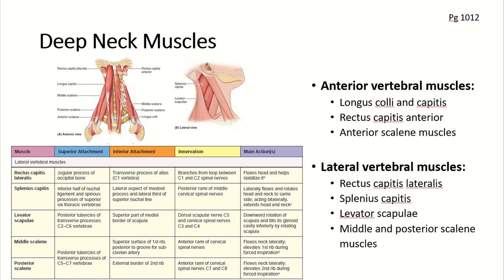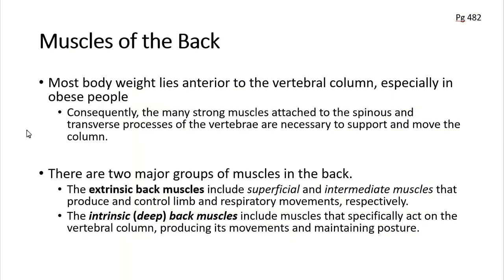And so, those muscles of the neck are very important for moving the head, and I know we don't think about them often, but they're really there to help us with the flexion of the neck. In contrast, when we think about the muscles of the back, most of our body weight lies anteriorly, especially in obese people. Consequently, the many strong muscles attached to the spinous and transverse processes of the vertebra are quite necessary because they help us support and move the column.